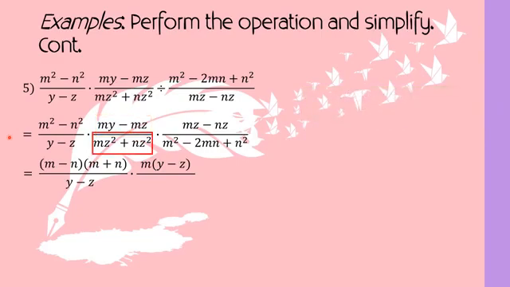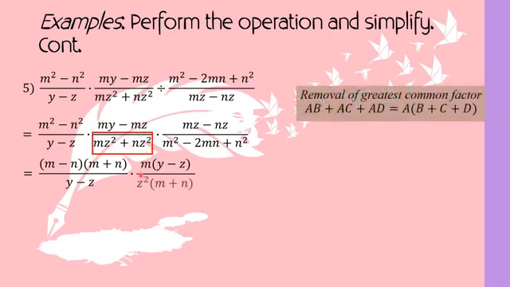Let's proceed with our next polynomial, mz squared plus nz squared. How are we going to factor this one? Observe that all terms have z squared. Our first term has z squared and our second term also has z squared. So we apply the removal of greatest common factor, that is z squared times m plus n. We factor out z squared from each term of this binomial.